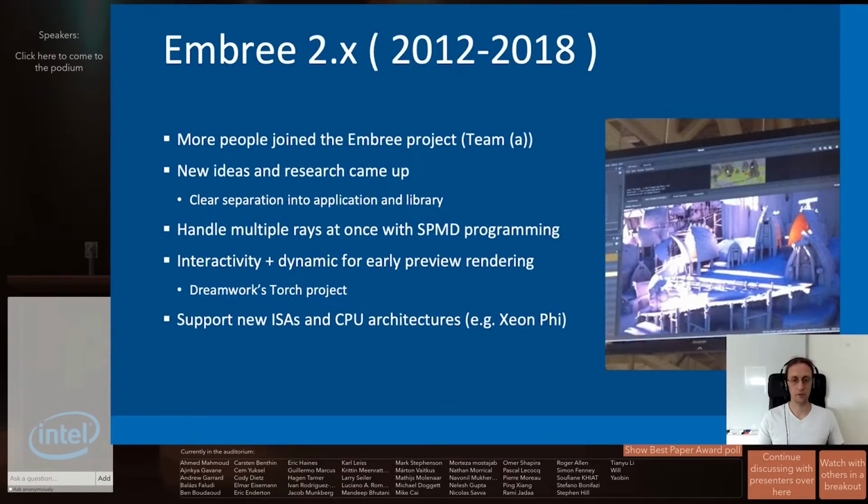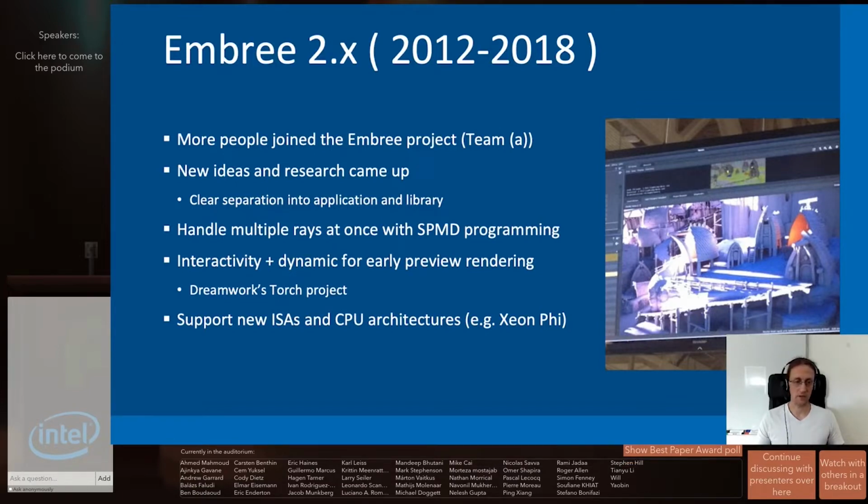So a little bit further in time, we published Embree 2.0. This was around 2012. And this was also the time where team A joined the Embree project, including myself. I mentioned this before, there was a merge of philosophies. So new ideas came up, new research, right? And one of the first things we did for Embree 2.0 was a clear separation into application and the actual Embree library.